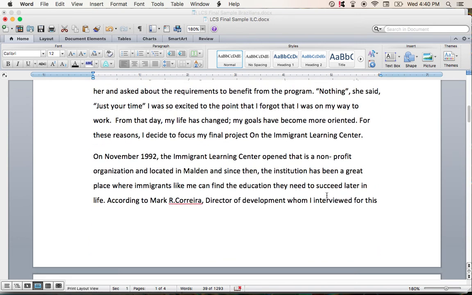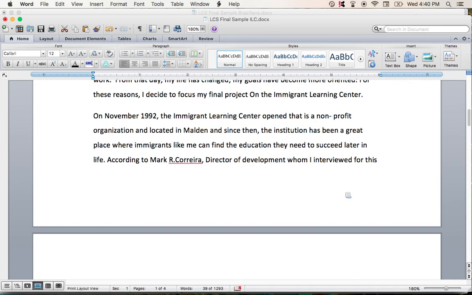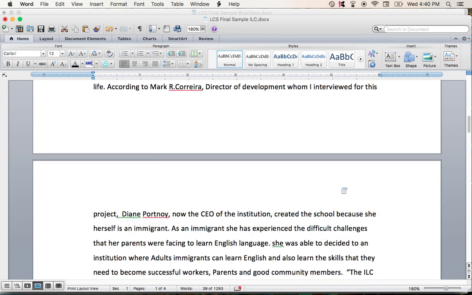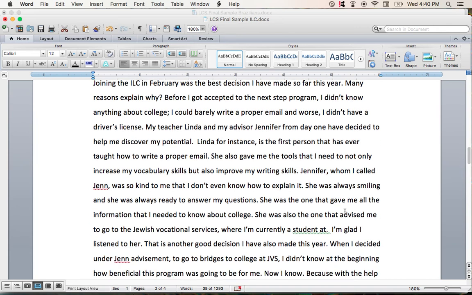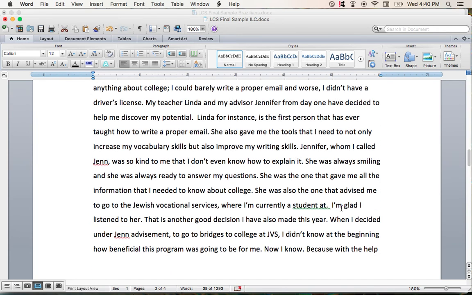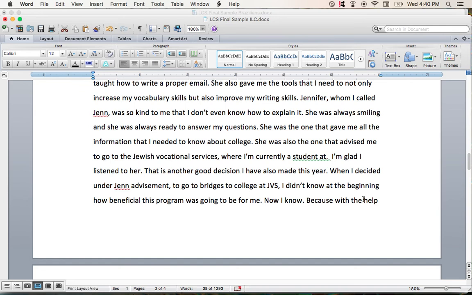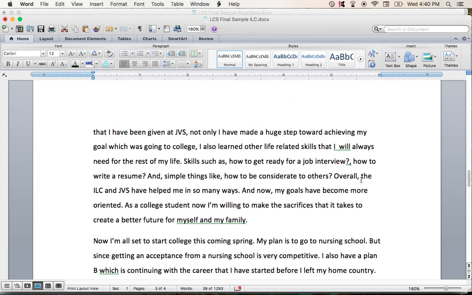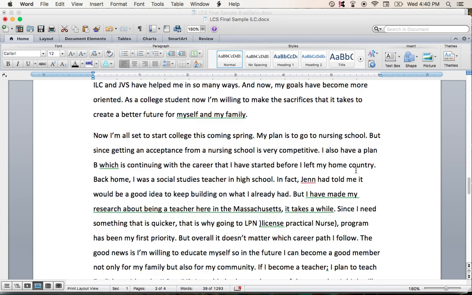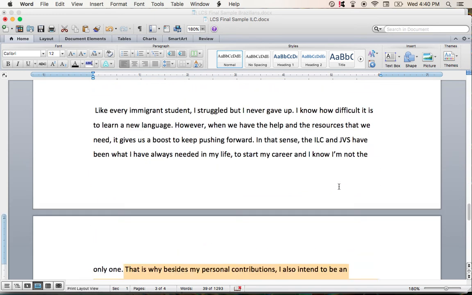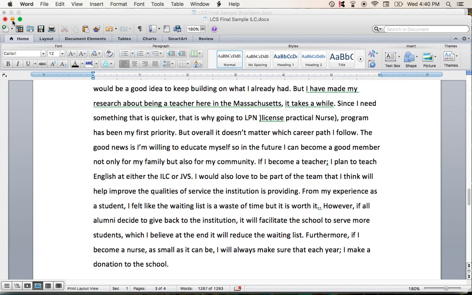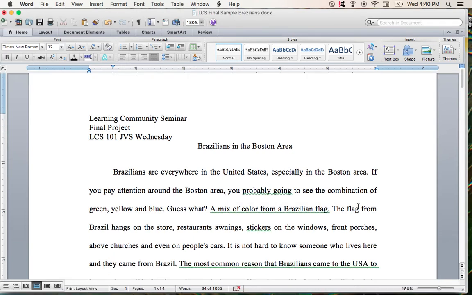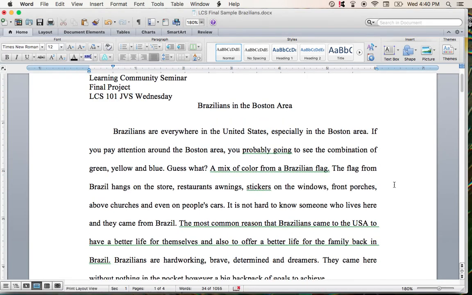And then he went into a paragraph where he talked about the organization's origins when it was first founded in 1992 and how it's grown and what challenges it faces. Then he talked about what he got out of it and also the community that he was a part of there, the people who helped him at the Immigrant Learning Center. And then he talked about his future plans, and then he gave it a little conclusion. So that's what he did. Now let's look at another essay really quickly and see how this student organized their essay.